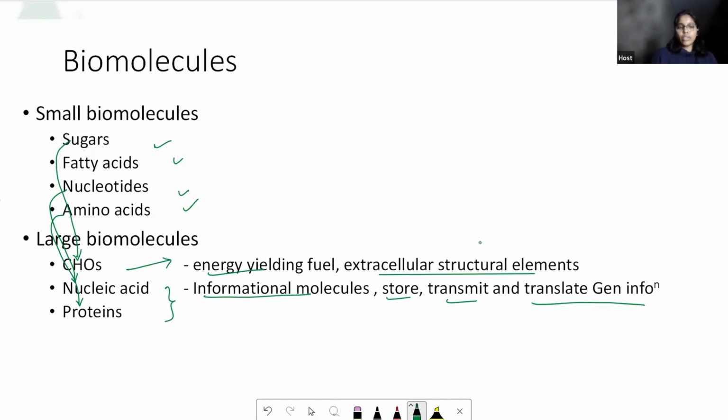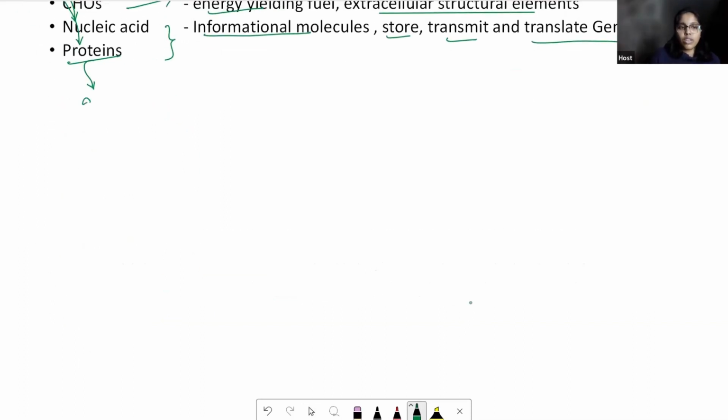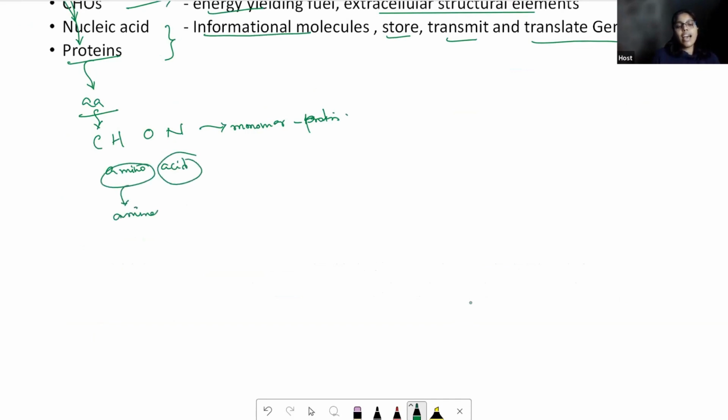Coming to today's topic, I'll be covering protein. The building block of protein is the amino acid. What is an amino acid? An amino acid is a compound made up of carbon, hydrogen, oxygen, and nitrogen, and it serves as a monomer for proteins. As the name itself suggests, amino has an amine group, and acid has a carboxylic acid group. So an amino acid contains two groups majorly, the amine group and the carboxylic acid group.